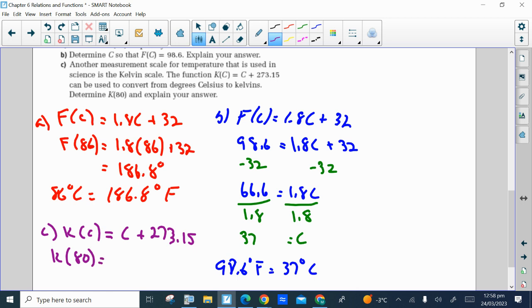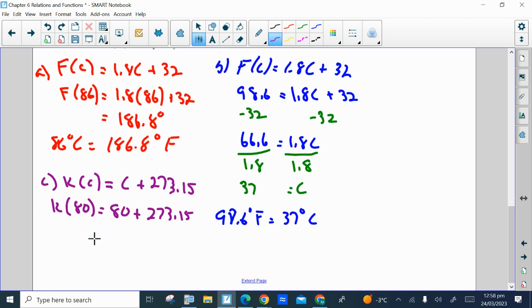So we're going to let C equal 80. You see, only the C has been replaced. Instead of K of C, it's K of 80. The C has been replaced with 80, so we let C equal 80 in the equation. And that gives us what, 355.15? No, 353.15, I think. Which means that 80 degrees Celsius is equal to 353.15 degrees Kelvin.